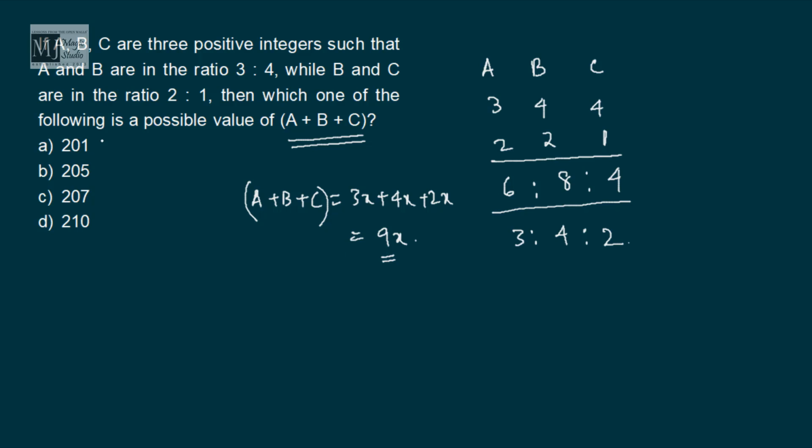2 plus 0 plus 1 is 3, it is not divisible by 9. 2 plus 0 plus 5 is 7, not divisible by 9. 2 plus 1 plus 0 is 3, again not divisible by 9. 207, sum of digits is 9, which is divisible by 9. So 207 can be the value of A plus B plus C. Why are we looking out like this? Because all these are positive integers. Values of A, B, C can't be in fraction. Option C fits in.